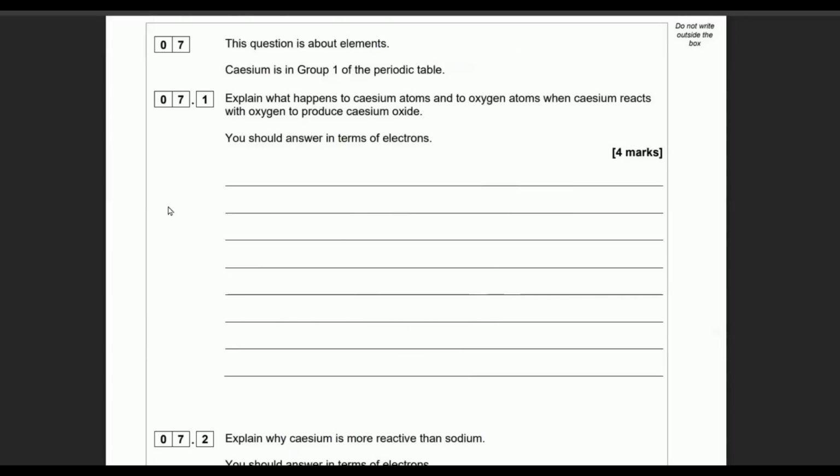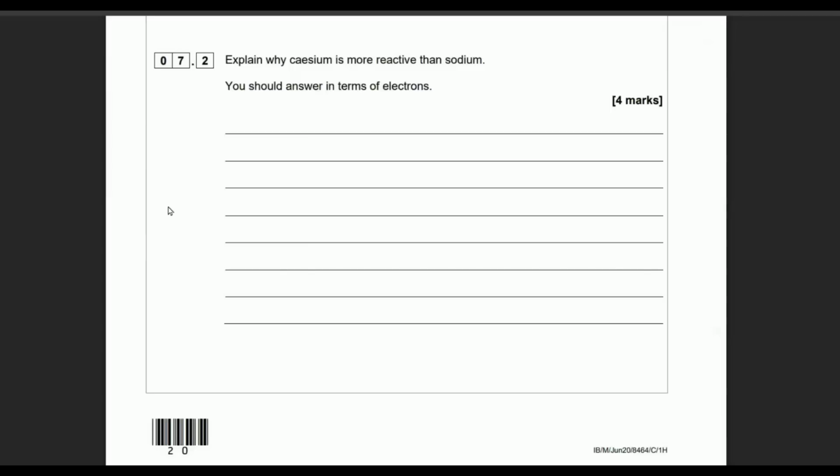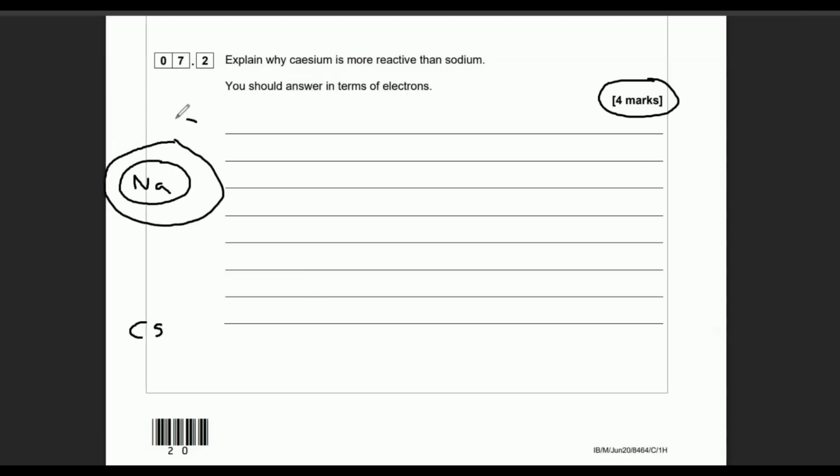I like to go through these questions in detail, you know. Explain why cesium is more reactive than sodium. You should answer in terms of electrons. This is another one you need to know off by heart, peeps. If you think about it, cesium's right at the bottom of group 1 and sodium's halfway. Sodium is in period 3, so it has 3 shells.